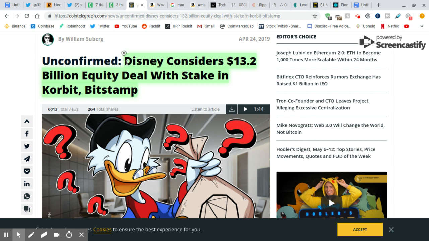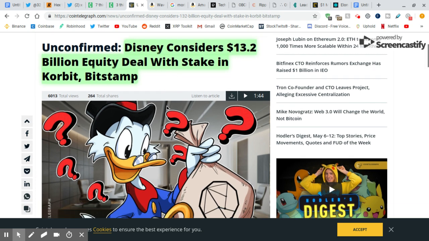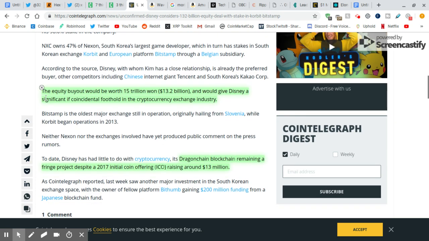And Disney is a huge company. You guys know they reported $59 billion of revenue last year in 2018. All right, so if they did, let me see. The buyout would be worth $13.2 billion. You'd give Disney a significant foothold in the cryptocurrency exchange industry. So, yeah, that's pretty big news.